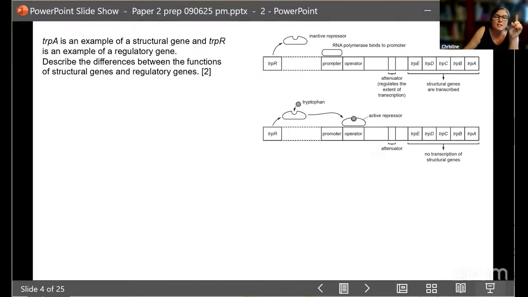Just one last thing, because someone asked about the difference between the structural genes and the regulatory genes. What's the difference between their functions? Your structural genes, you should know, are going to code for some form of enzyme. They're going to code for some form of structural protein. So if we're talking about collagen, for example, collagen is required for your blood vessels.